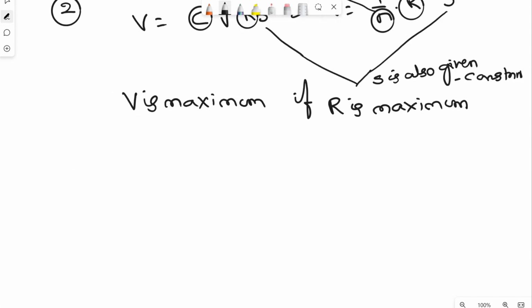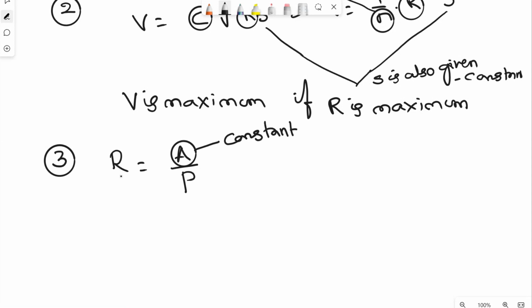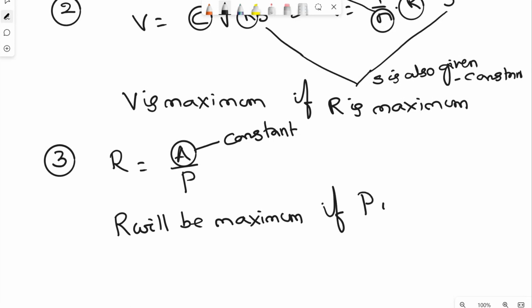Then what is R? R is equal to A by P. This A is constant. When will R be maximum? R will be maximum if P is minimum, because A cannot change. P is minimum.